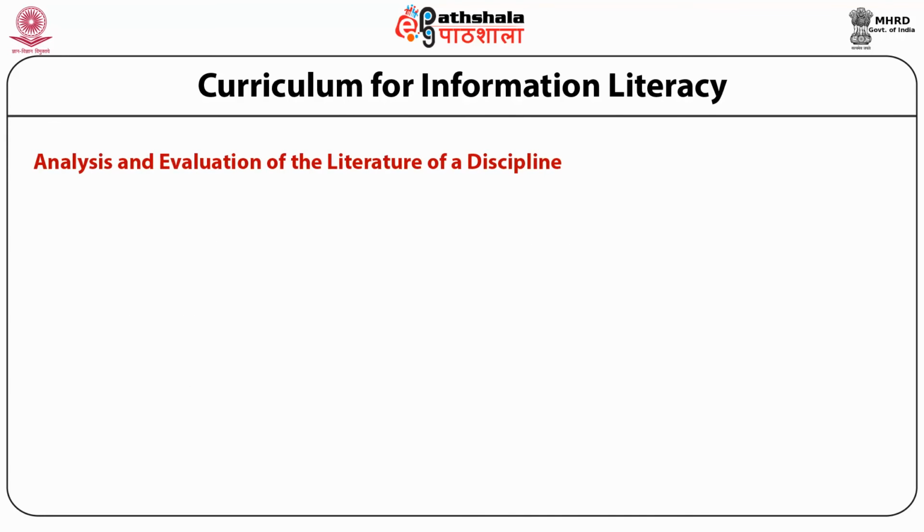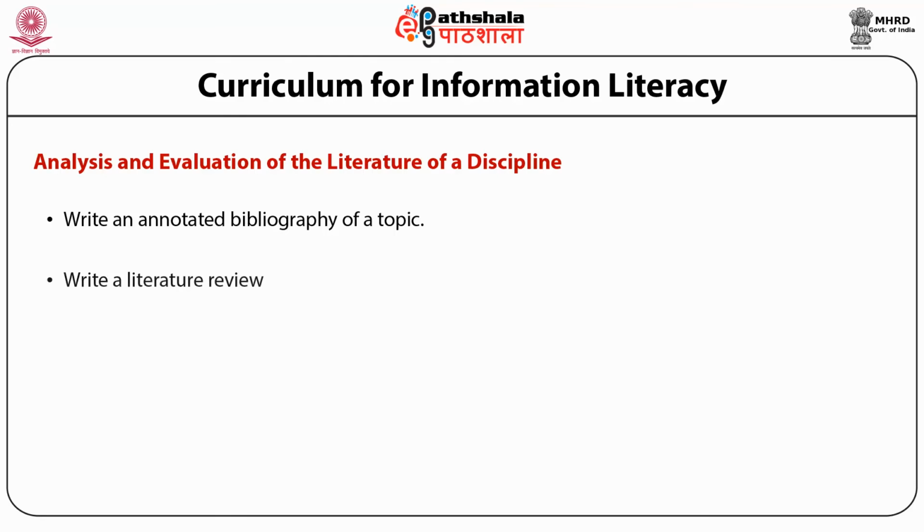Analysis and evaluation of the literature of a discipline. Number 1. Write an annotated bibliography of a topic. It involves selecting and using appropriate indexes, briefly summarizing and accurately evaluating sources, properly citing sources. Number 2. Write a literature review. It involves using indexes, learning about literature reviews, see how a topic evolves and how to trace its evolution.